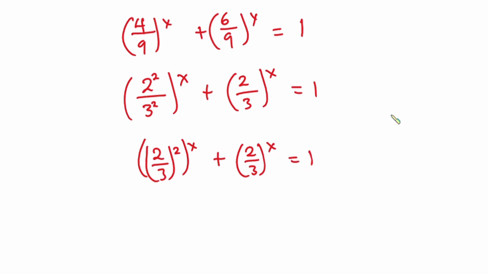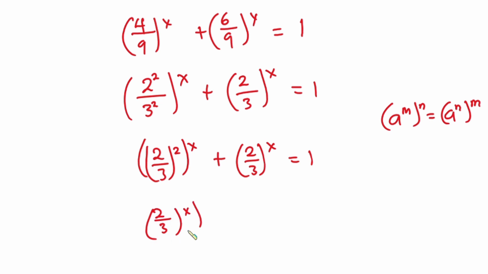Now from indices, if I have a to the power m all to the power n, this is the same as a to the power n all to the power m. So from here we can interchange them, right? So we can write this as (2/3)^x all to the power 2 plus (2/3)^x, and this is equal to 1.